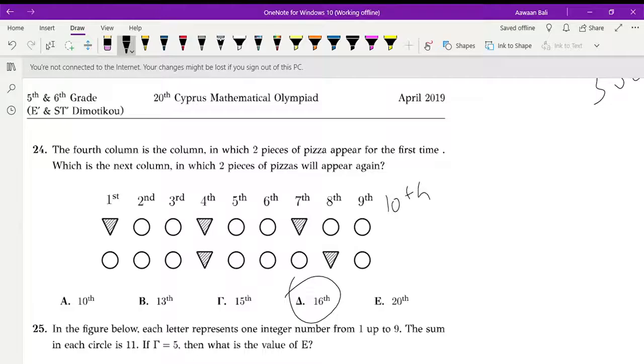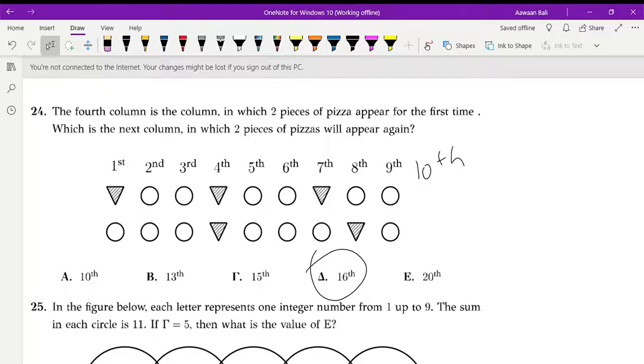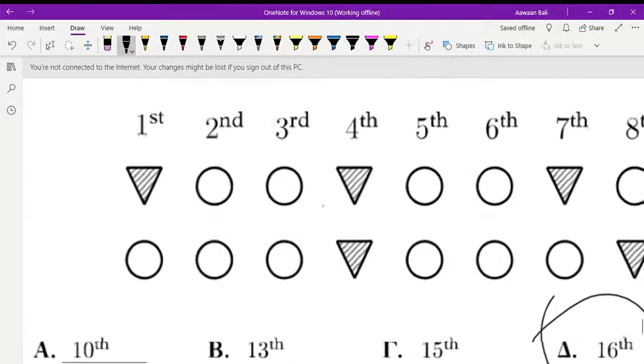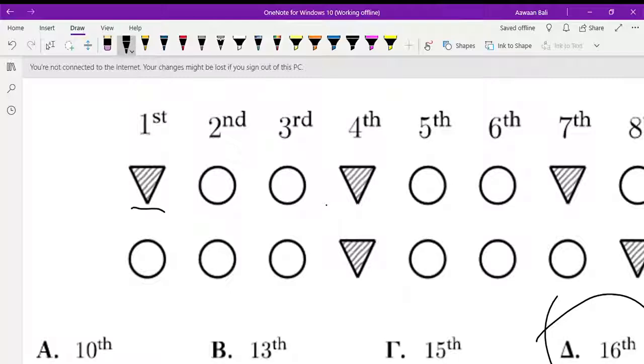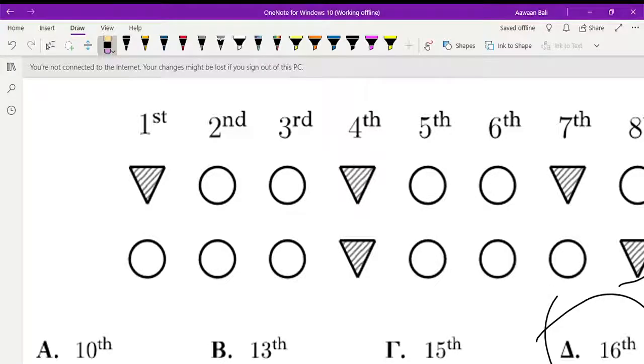So question number 24. The fourth column is the column in which two pieces of pizza appear for the first time. So this column right here. What is the next column in which two pieces of pizza will appear again? Now you can notice that in the first row it's pizza, two circles, pizza. There's a gap of 2 circles. Here it's a gap of 3 circles, pizza. So the pattern's different, but we're sure that they'll meet up.